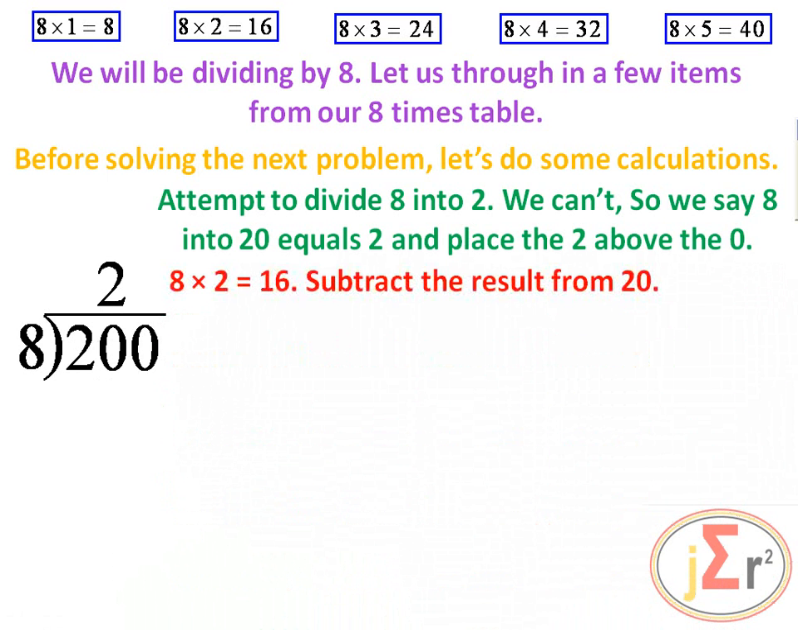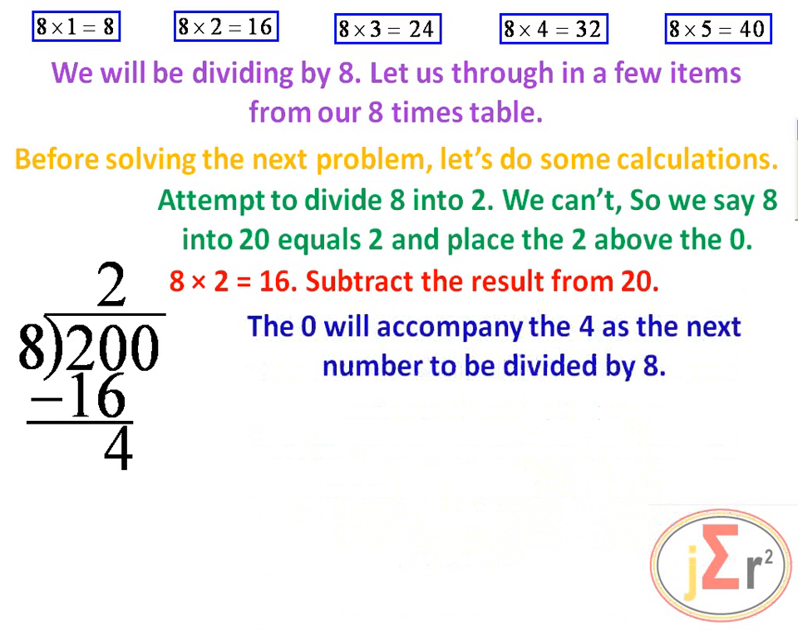Then what do we say? 8 times 2 equals 16. Subtract the result from 20. So 2 8s, 16. Subtract that. What do we get when we subtract, Jerry? 4. What do we do after we get 4? Bring down the 0. Right, so the 0 will accompany the 4 as the next number to be divided by 8.